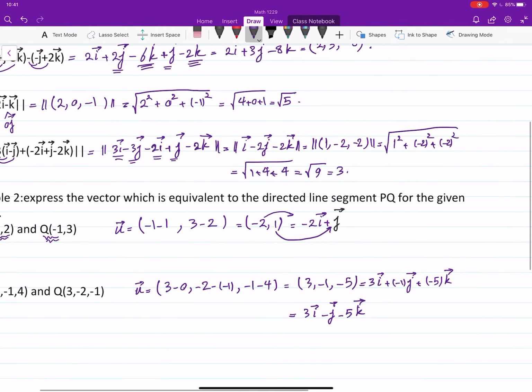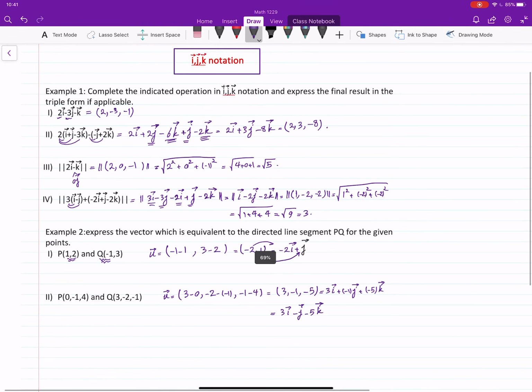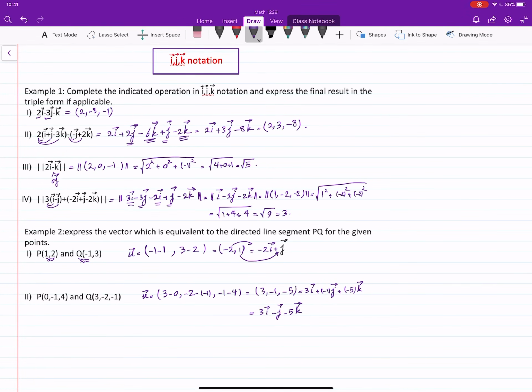So these were examples in which we worked with IJK notation. You have to be able to apply all the operations we have learned before, or will learn from this point on, in terms of IJK.